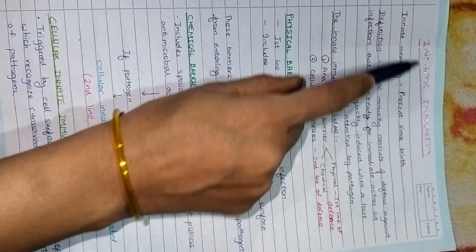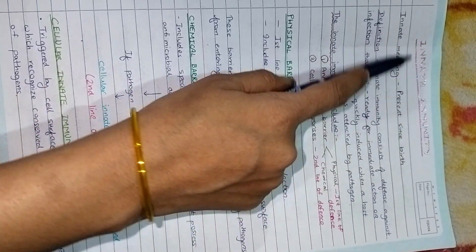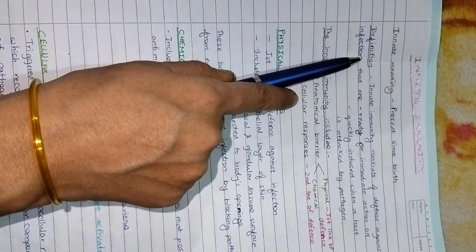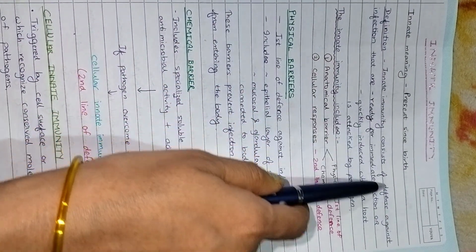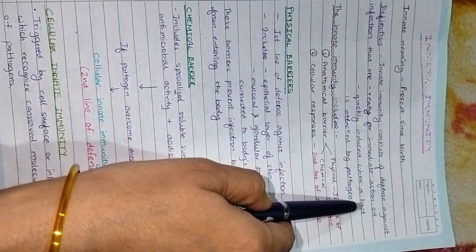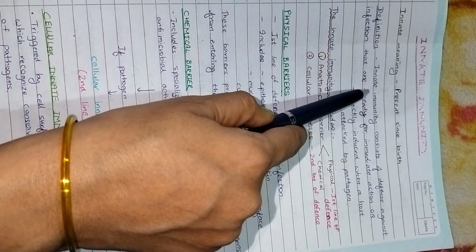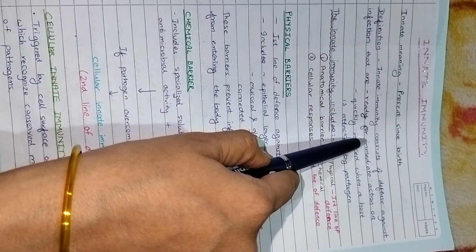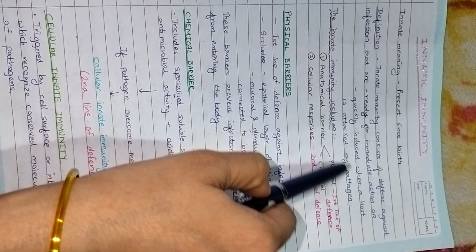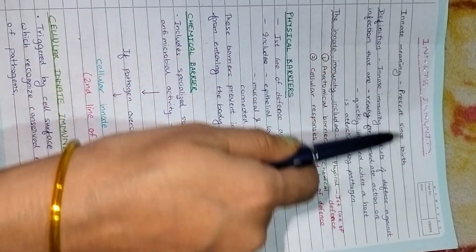What is innate immunity? The term innate means which is present since birth. So the type of immunity which is present since birth comes under the innate immunity. Coming to the definition, the innate immunity consists of defense against infection that are ready for immediate action or quickly induced when a host is attacked by any pathogen. So either the immunity will be ready when the pathogen is present, or it will be quickly induced when the host is attacked by the pathogen.